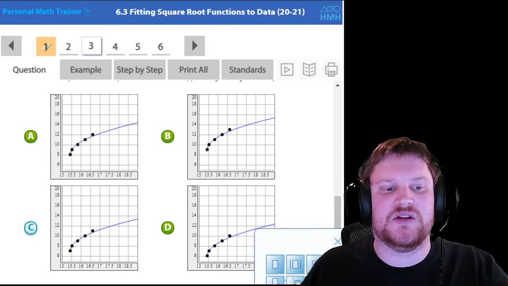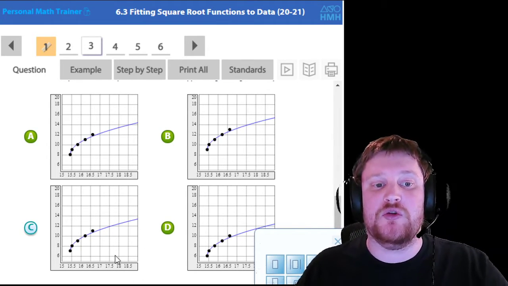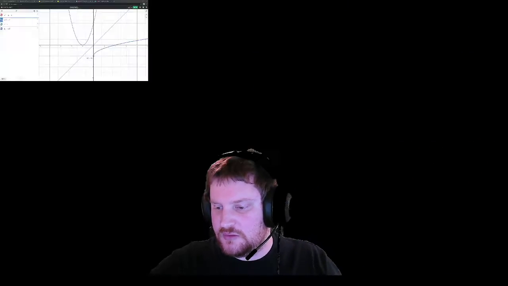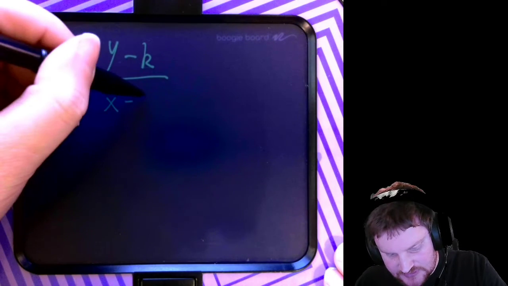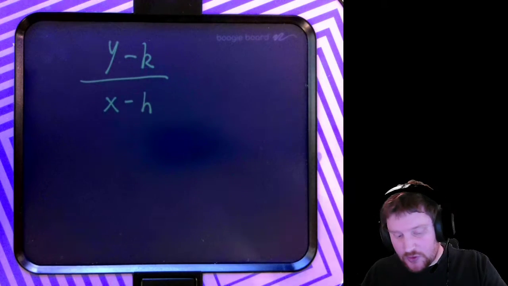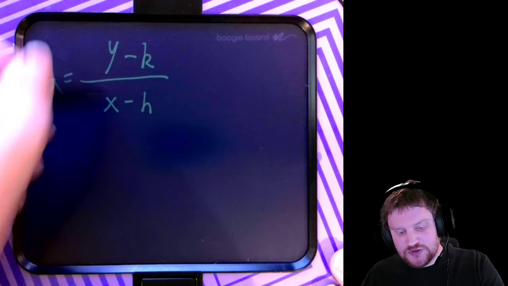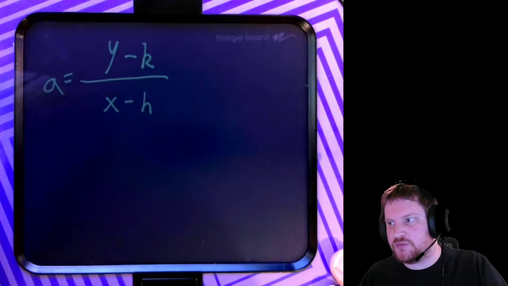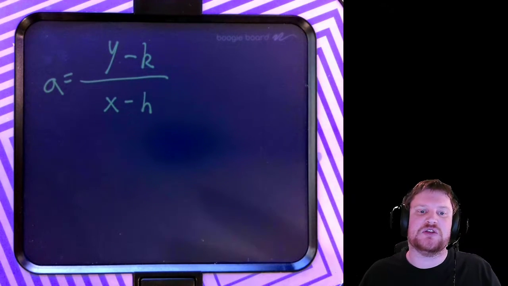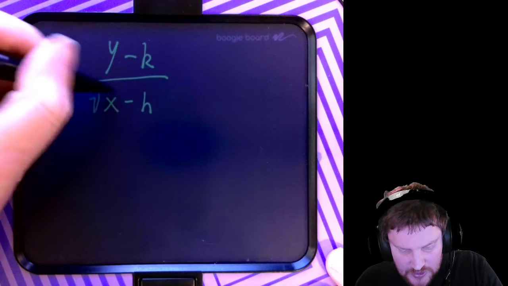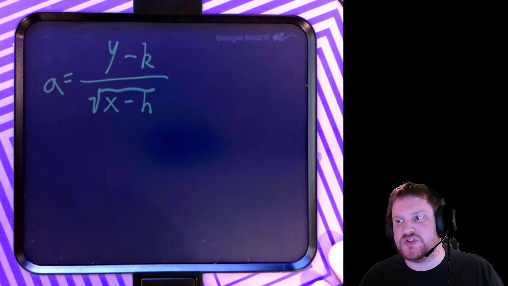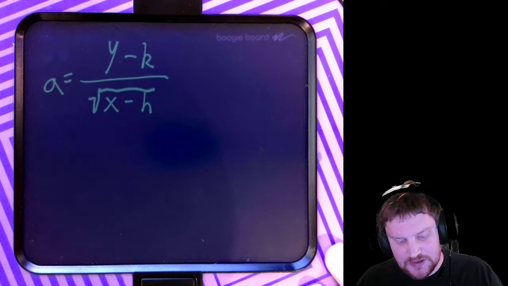What you don't know how to calculate yet is this a. I've shown you how to do it, on the document camera, where you take the y value minus k divided by the x value minus h. Now, when we were doing this with a quadratic, your reference chart has this in parentheses and says squared because we were doing it with a quadratic. But this isn't a quadratic, it's a square root. So we're actually going to put the square root sign there. Piece of cake.